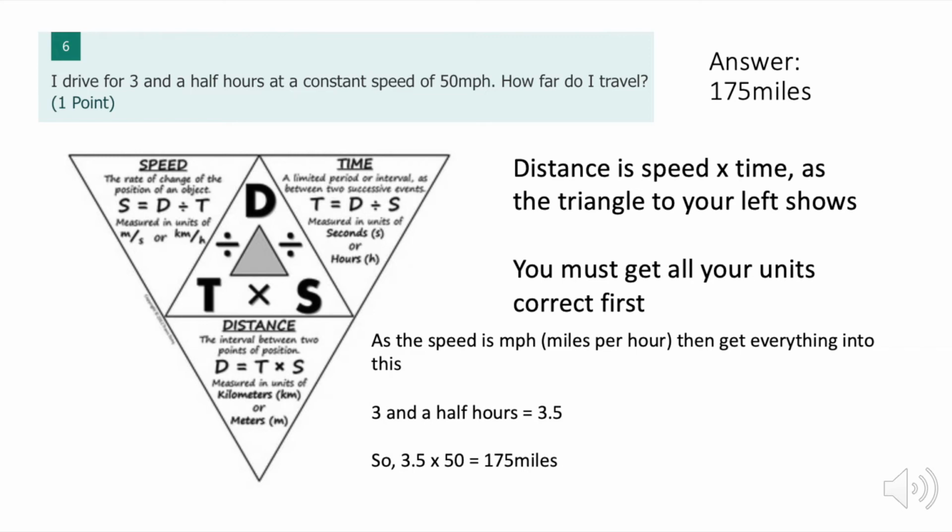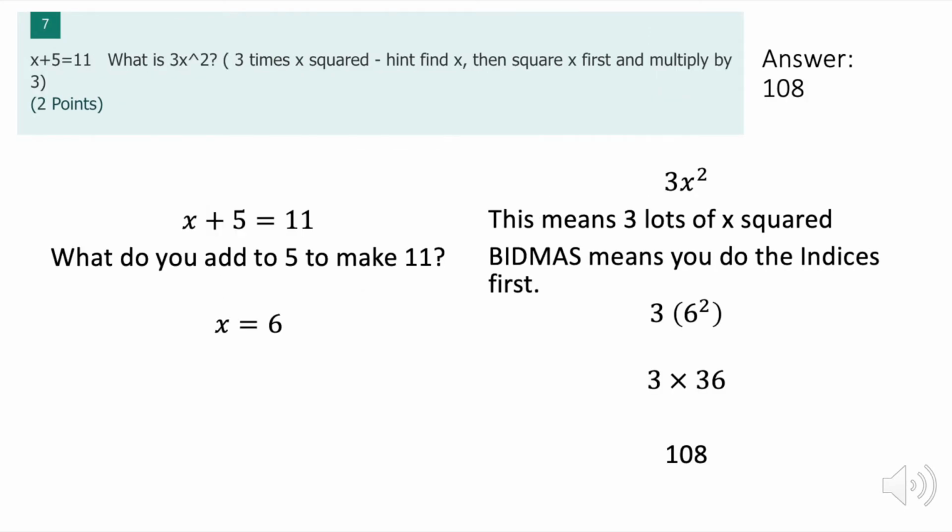So it's 3.5. Here you have 2 parts to this. The first part, you've got to try and work out x. What do I add to 5 to make 11? 6. And then put it in. 3x squared. BIDMAS means squaring first. So it's 3 times 6 squared, 3 times 36.